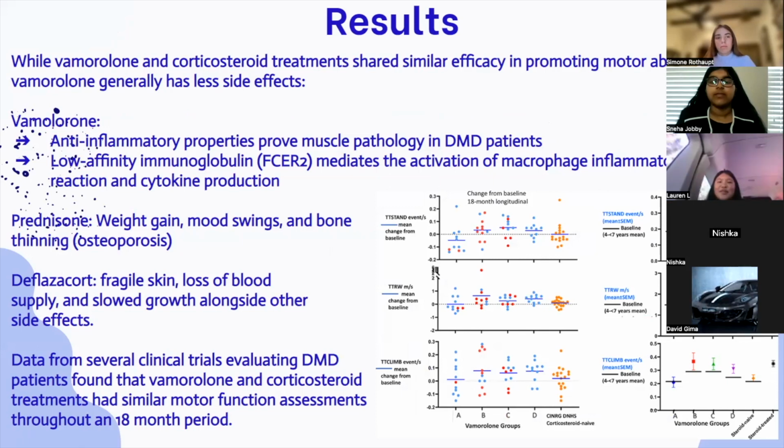So in terms of patient ambulation, in one specific study, the authors evaluated the efficacy of treatment and the progression of DMD through measurements known as TTSTAND, TTRW, and TTCLIMB, which measured the time a patient needed to stand, the time a patient needed to run or walk 10 meters, and the time a patient needed to climb, as labeled on our graph below.